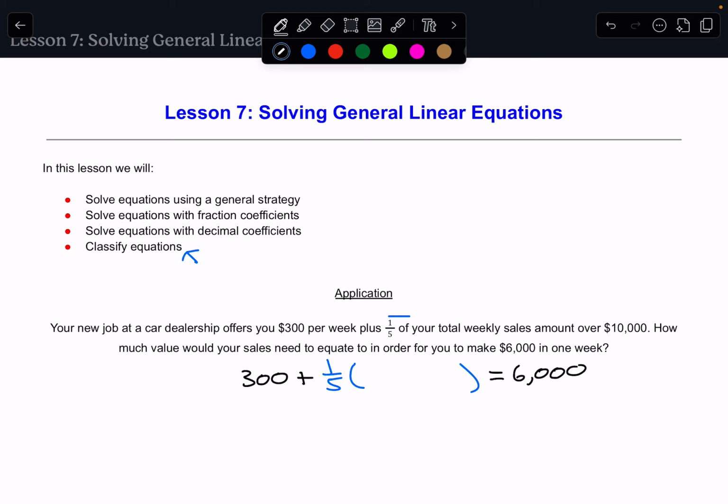Okay, so now we got to figure out, how do we represent 1/5 of your weekly sales amount over $10,000? Well, if you sell $100,000 in cars, that means you sold $90,000 over $10,000, right? And how did I get there? I just subtracted 10,000 from the amount I sold. So all we have to do to get to your weekly sales amount over $10,000 is take our weekly sales amount, which we will call X. So over here, I'll say X equals weekly sales. And we just take away $10,000 from it. Okay, that'll give us our amount over $10,000.